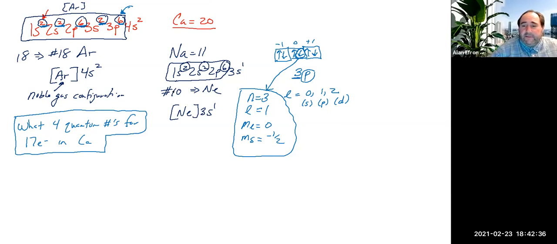Okay, any questions on electron configuration and, again, orbitals? So let's then talk about electron configuration and what happens when we have something that has charges. So something with positive charges, something with negative charges. How does it affect the electron configuration?